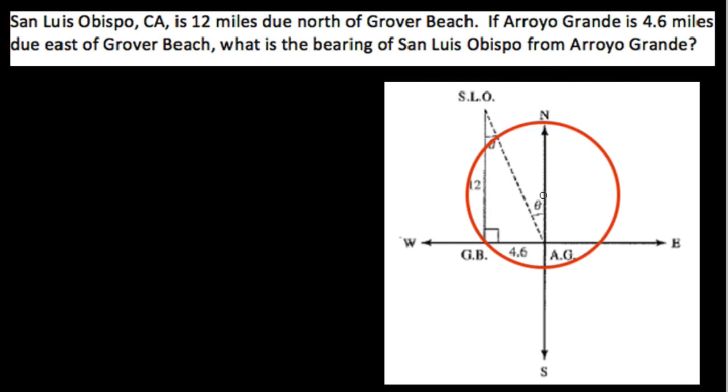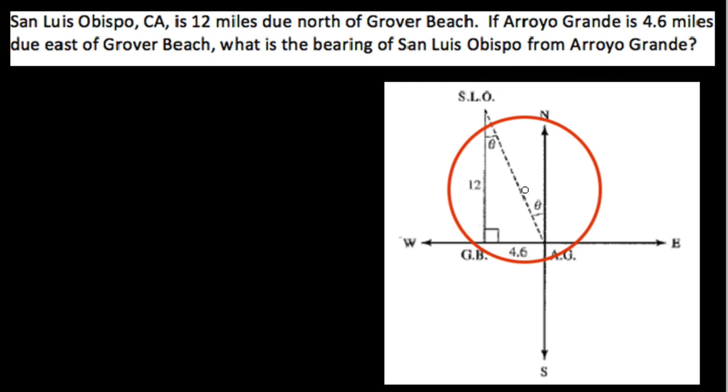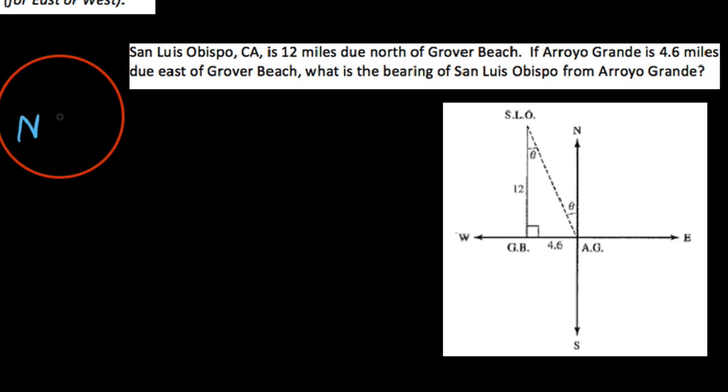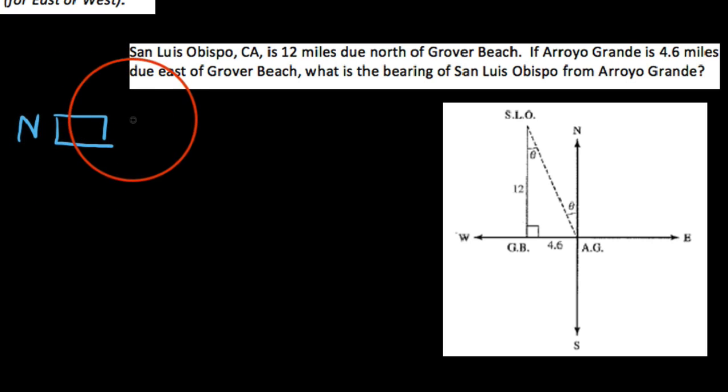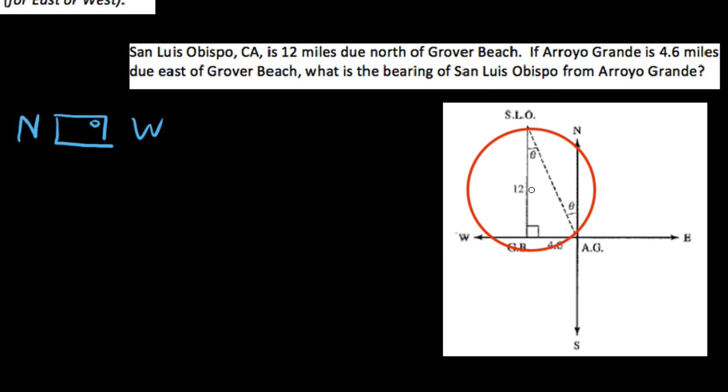So it looks like we're going to have to go from AG to SLO. We're going to have to start north and deviate so many degrees towards the west. So when we get an answer here, we say north, this many degrees west. We just need to know how many degrees to deviate. But the important thing here is forming the right triangle in the first place, which is kind of difficult for some people to see.